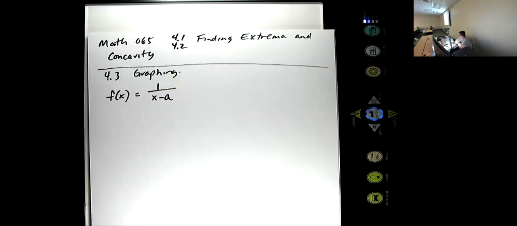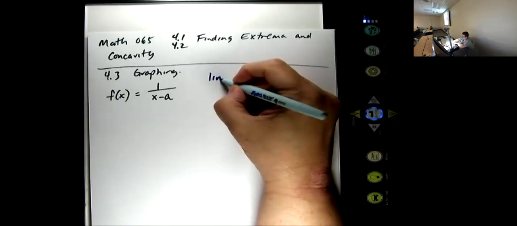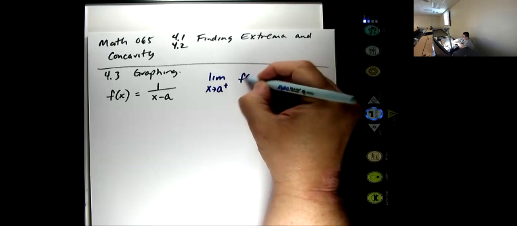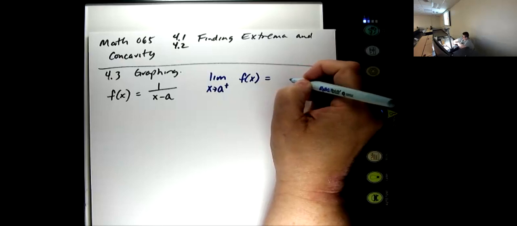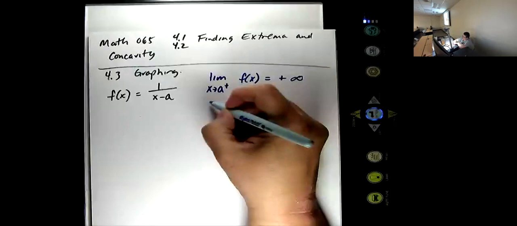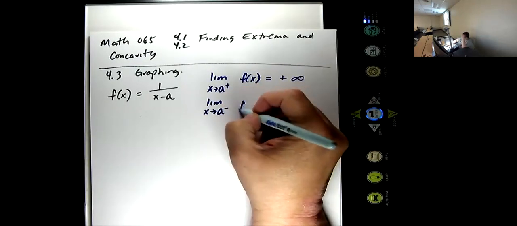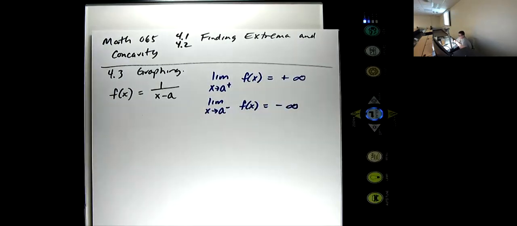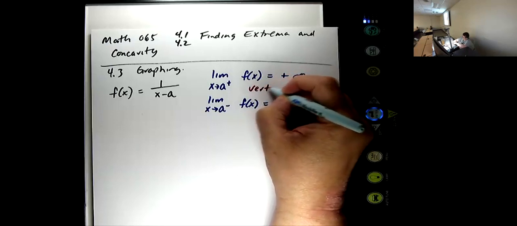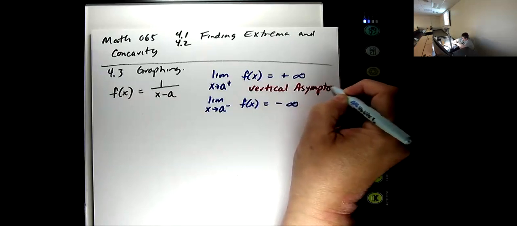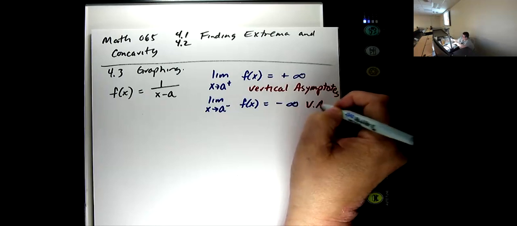If f of x equals 1 over x minus a, if we do the limit as x approaches a from the positive side of f of x, we're just barely above a, which is going to make this positive infinity. And if we approach it from the negative side, we're going to have negative infinity. These two together are what generate our vertical asymptotes, which I'm going to call VA because that takes a long time to write.